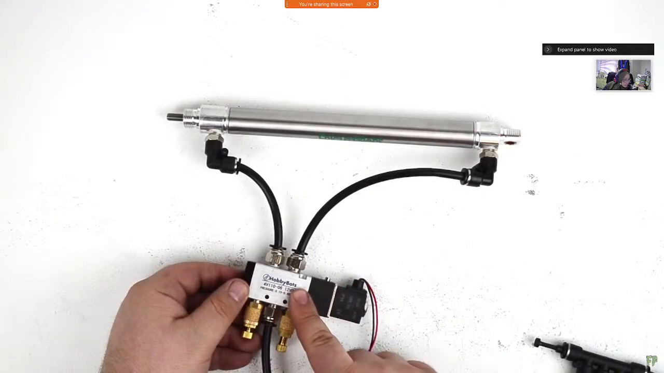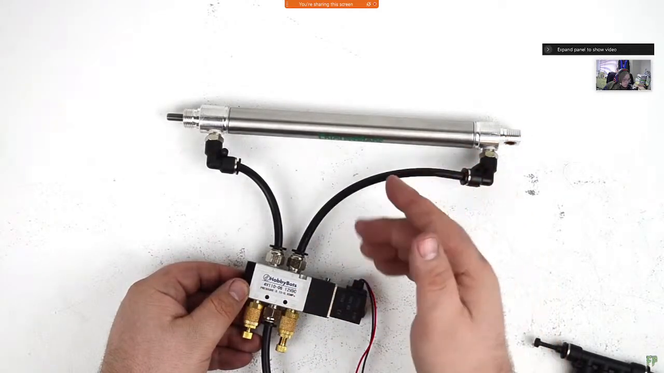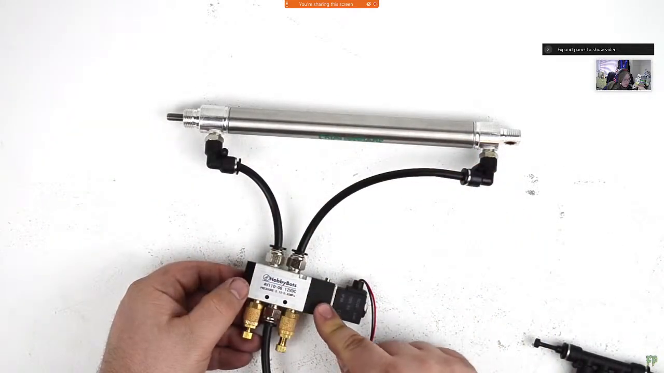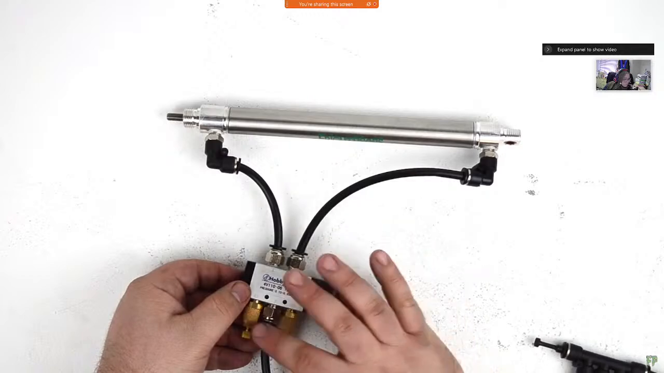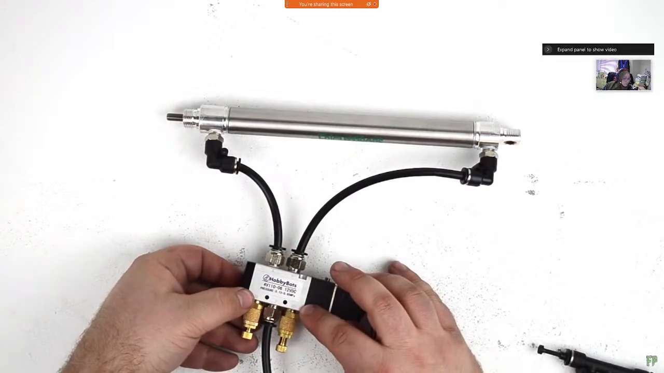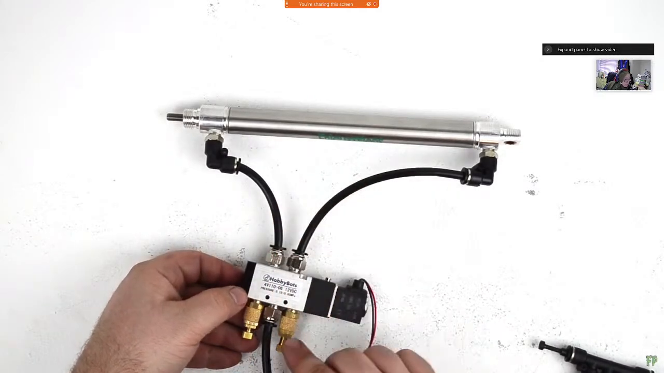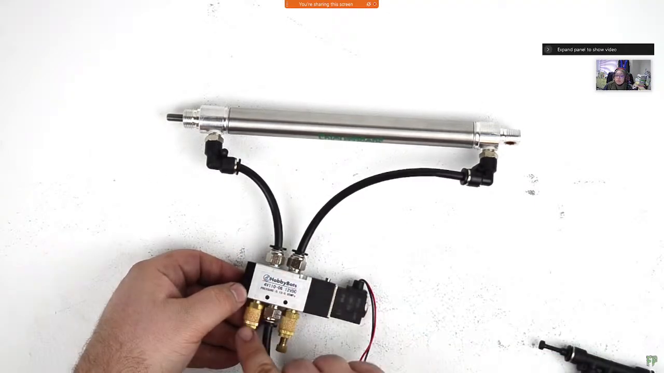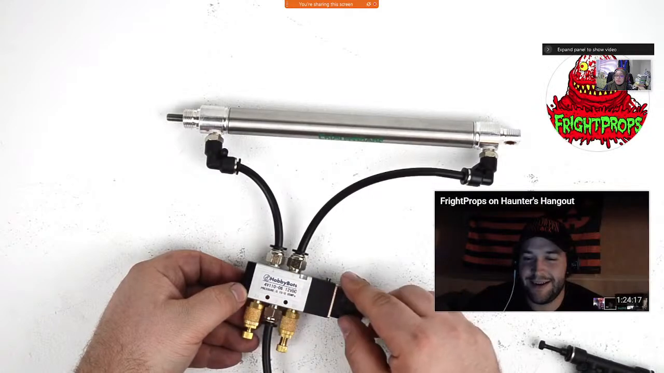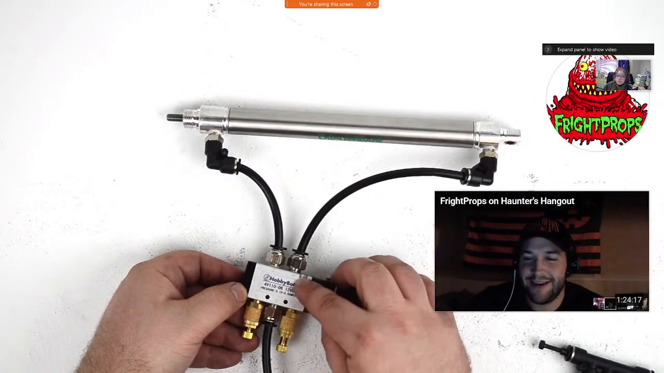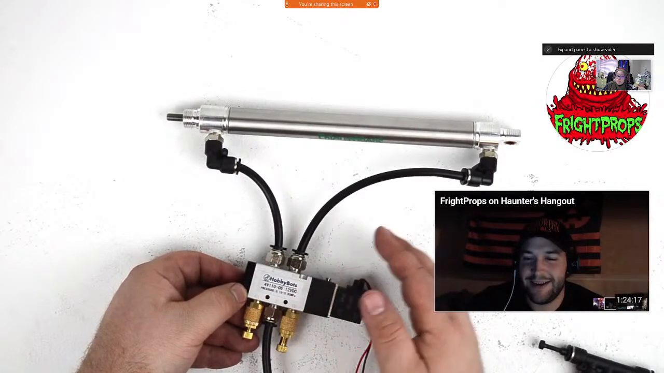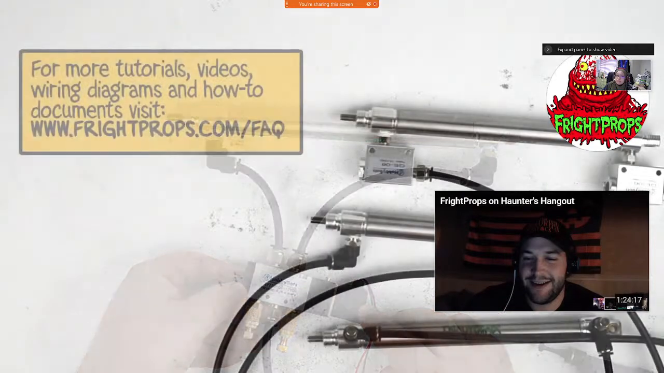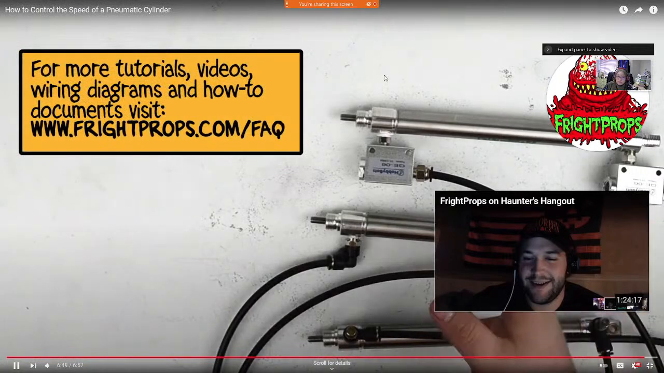Because this is a double-acting valve and a double-acting cylinder, you can control the speed, both of the extension and retraction, on the solenoid itself. Because this solenoid has 5 ports, it has 2 exhaust ports, one for each output. So you can control the exhaust speed of output A with exhaust A, and the exhaust speed of output B with exhaust B, thereby controlling both the extension and retraction of the cylinder. So that's a quick example of some various ways to control the speed of a cylinder.